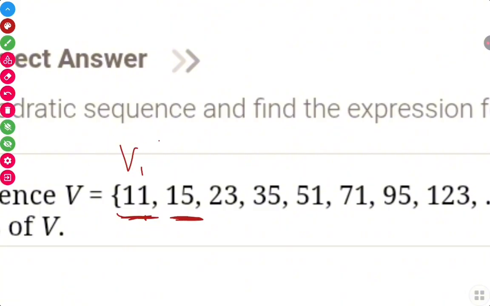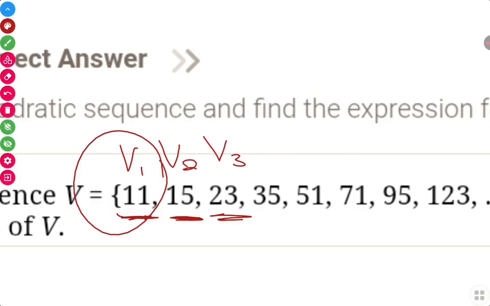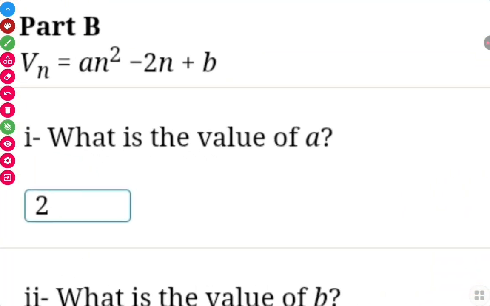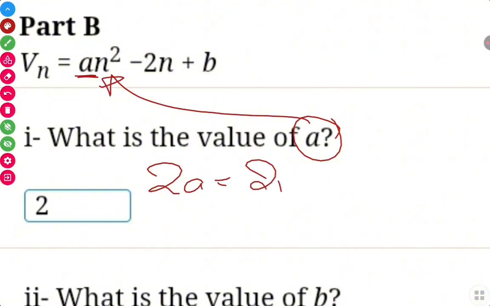The second number is going to be v2. Third number is going to be v3. So when we say v1, we mean 11 in this case. Now we see what they want us to find. They want us to find a, which if we go back to the general rule, a is the first number. So to find a, we do 2a equals second differences.